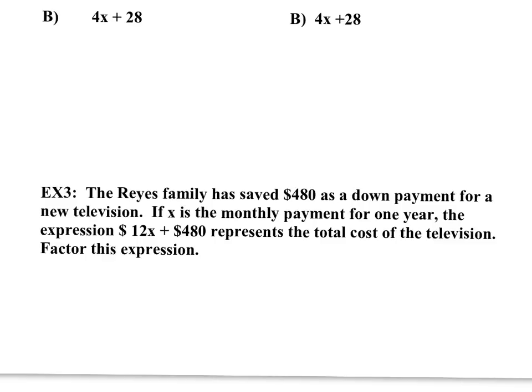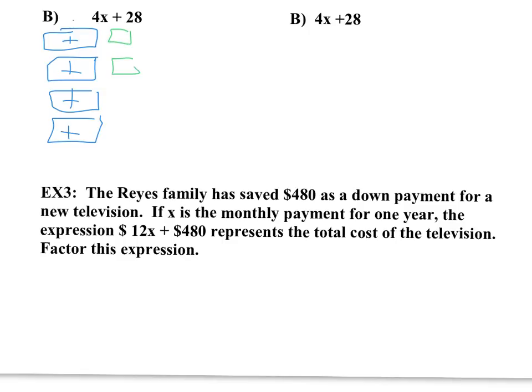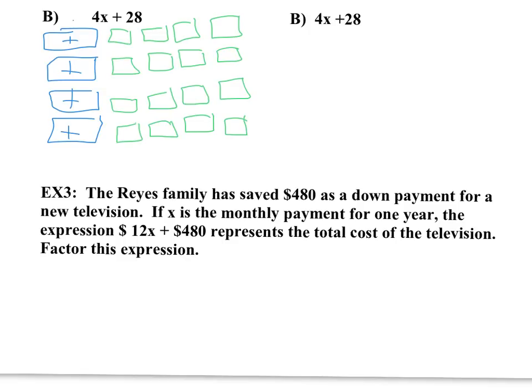Now in part B, it's the same idea, except this time I have 4x plus 28. So I know that it would be 4 x's, so 4 is actually going to be factored out. So this is the model method. I have 4 values that are factored out, and then I'm going to have 7 of my constant.